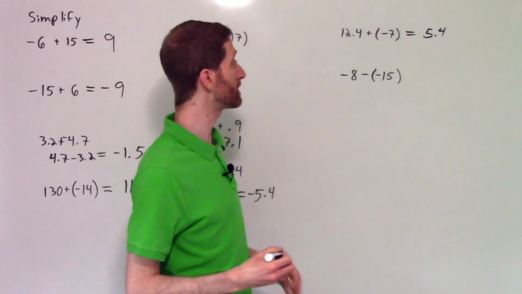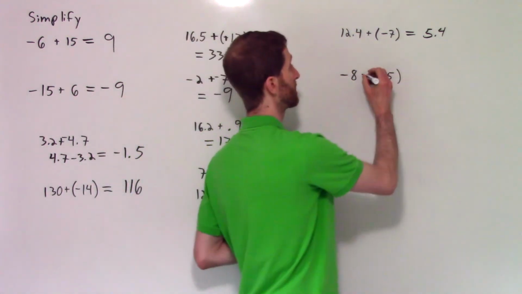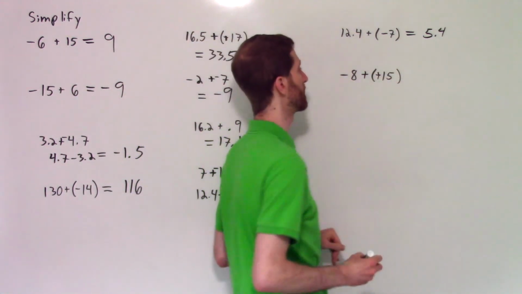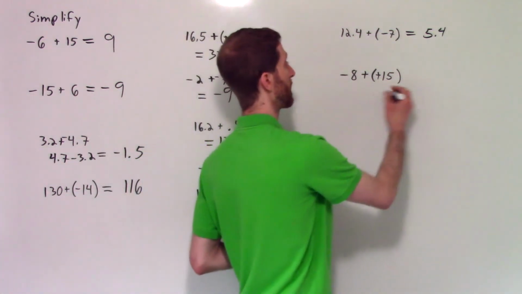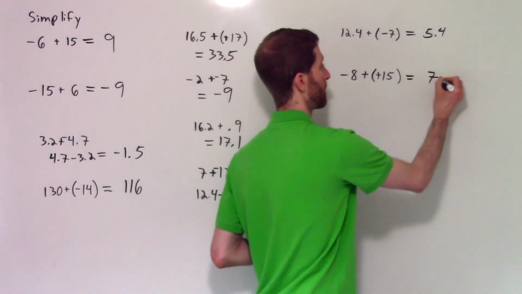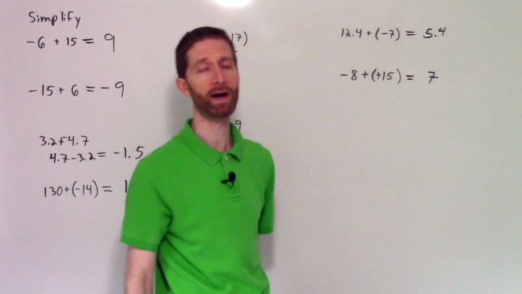Last but certainly not least, -8 minus -15. Minus a minus is a positive, or the opposite of negative. So we now have opposite signs, so we subtract. 15 minus 8 is 7. And we take the sign of the larger number, which is positive 15. So we get positive 7.